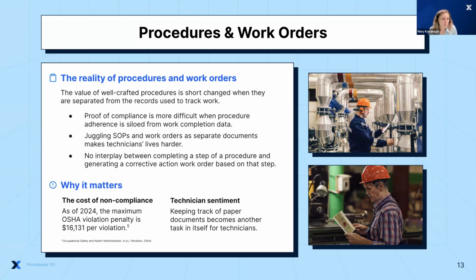Once again, bringing this back to the why, we always have to bring it back to the why. The cost of non-compliance is pretty huge. As of 2024, the maximum OSHA violation penalty is $16,131 per violation. I don't know about you, but I'd quite like to keep that $16,131 in my pocket. We can mitigate this by making sure we couple our work orders with the proper instructions. We make sure those jobs are completed properly, and we make sure we have evidence to show that we did it properly.